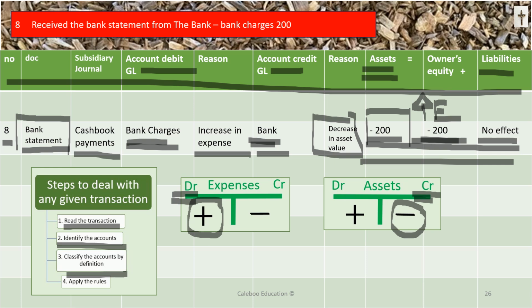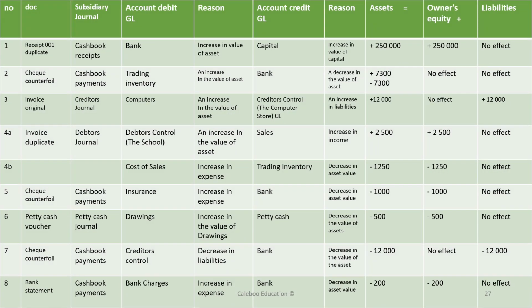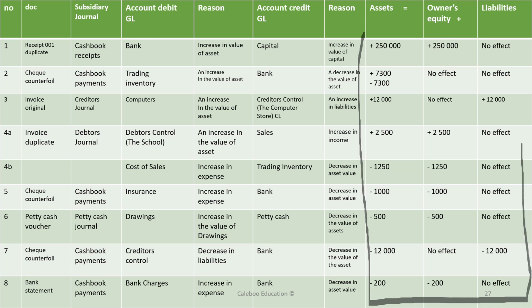And now what I'm going to do is I'm going to put all the transactions together on one table. This is a summary of all the 8 transactions that we completed in this lesson. I've put them all together. What I'm particularly interested in is the effect, the net effect on the accounting equation.